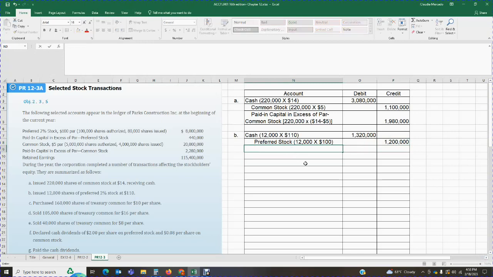Now, we know that we had 12,000 shares of stock issued at $110, yet my par value for my preferred stock is $100. So they paid a premium of $10 per share. That premium is going to go into my paid-in capital in excess of par, and this is for my preferred stock. We have 12,000 shares times $110 minus my par of $100.